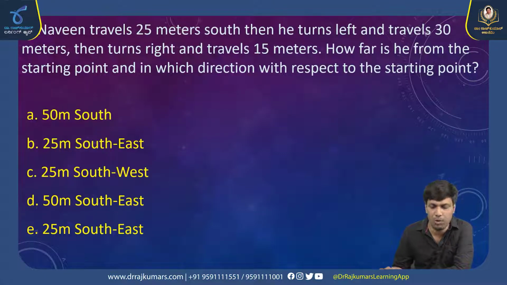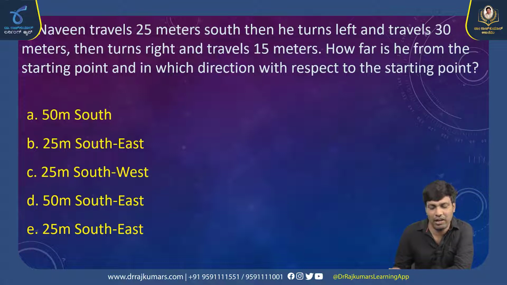Moving on to our next problem. Naveen travels 25 meters south, then he turns left and travels 30 meters, then turns right and travels 15 meters. How far is he from the starting point and in which direction with respect to starting point? The options followed here is 50 meters south, 25 meters southeast, 25 meters southwest, 50 meters southeast and 25 meters southeast. Let's plot the graph now.